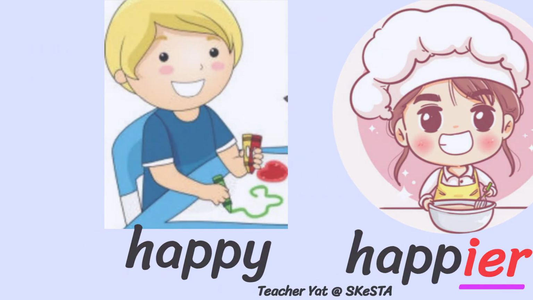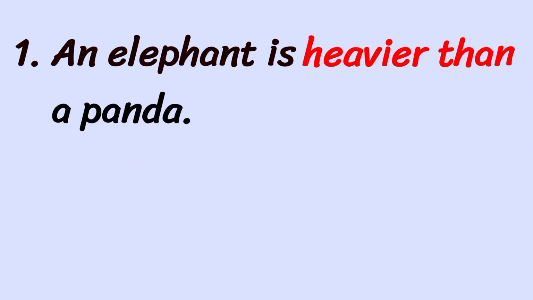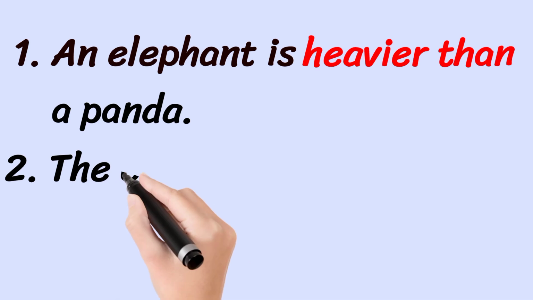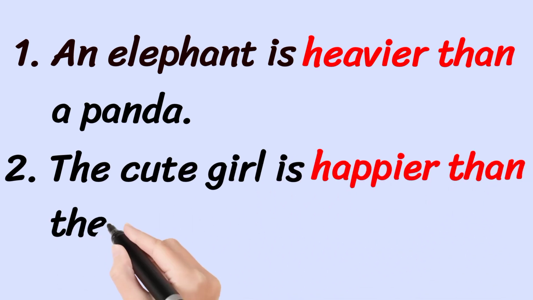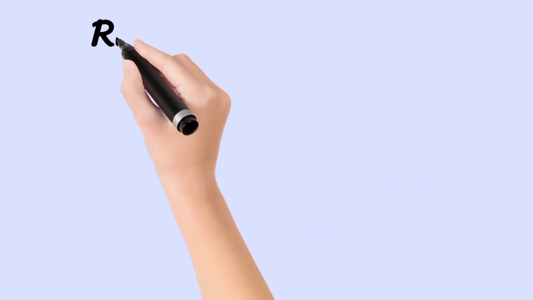For examples, first, an elephant is heavier than a panda. Seekor gajah lebih berat berbanding dengan seekor panda. Second, the cute girl is happier than the boy. Budak perempuan yang comel itu lebih gembira berbanding dengan budak lelaki itu.